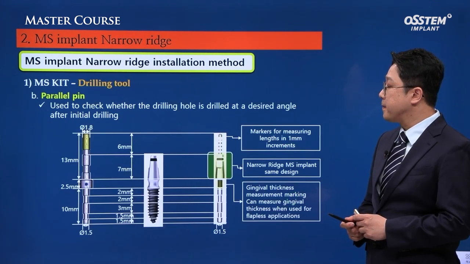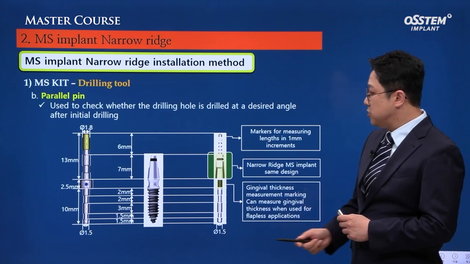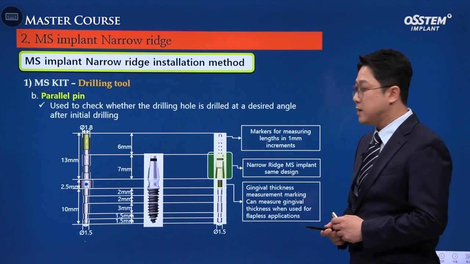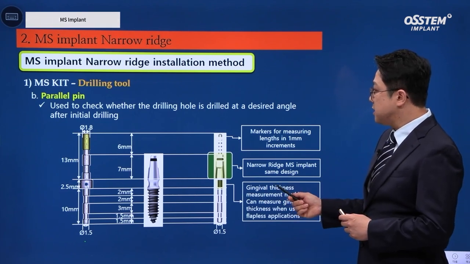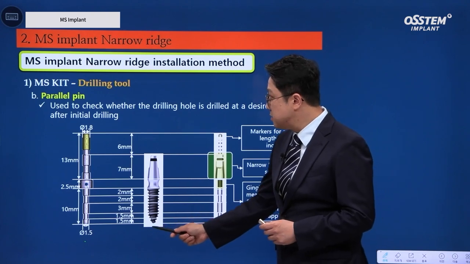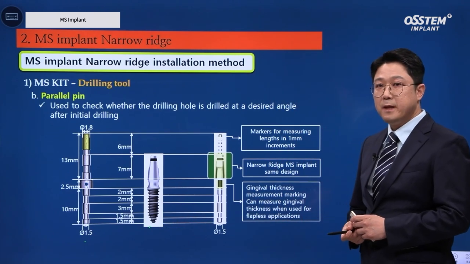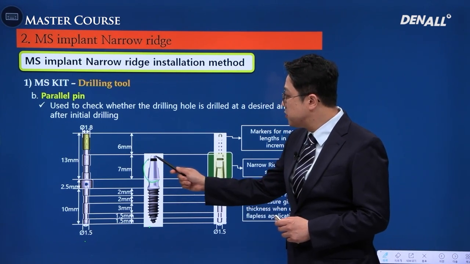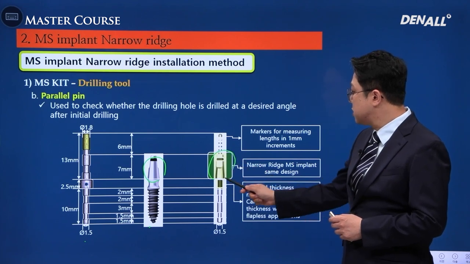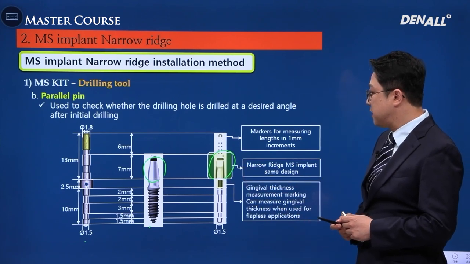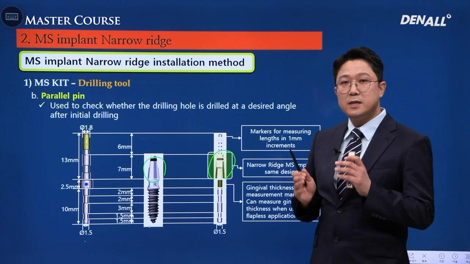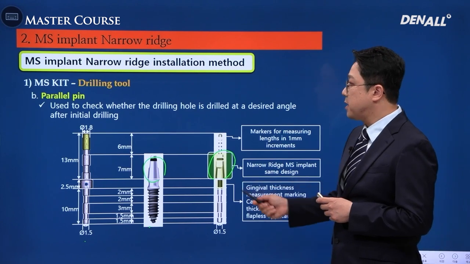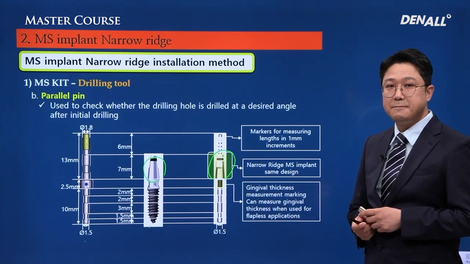Second is parallel pin. This one is similar to that of 1-2 taper kit's pin. If you look over here, the MS implant looks different from TS or SS implants, and there is a parallel pin that reflects the form of a one-piece abutment here. If you use the parallel pin, you can visually see how the implant is placed. It's favorable to use parallel pins.